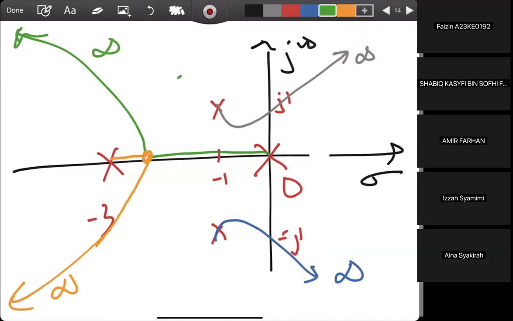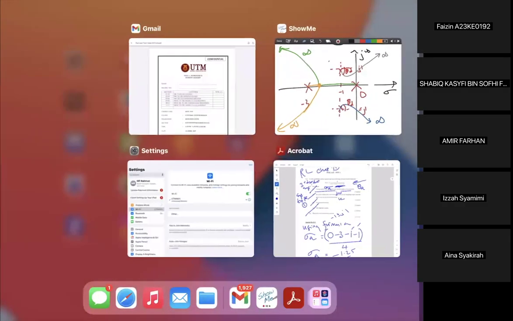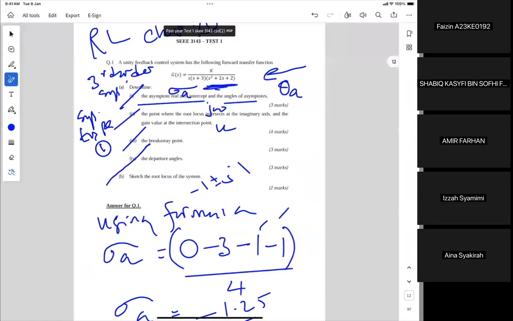Okay. So you can see that the theta departure is over here, and the other one is over here, the conjugate theta departure as well. Okay, for the second root locus and for the first root locus. Over here. Okay, sketch the root locus.